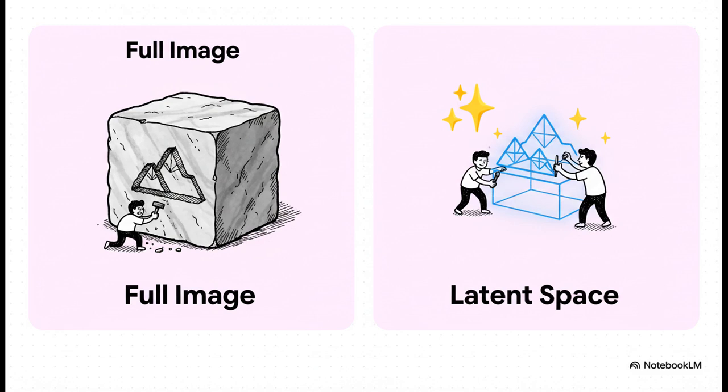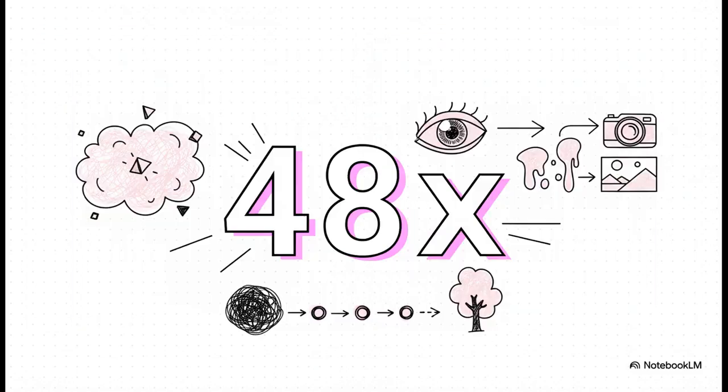It's like the difference between sculpting a giant block of marble versus working on a tiny but super detailed clay model of it. You get the same result, but it's way, way faster. And just look at that number, 48 times smaller. The data it's working with is just a fraction of the original size.